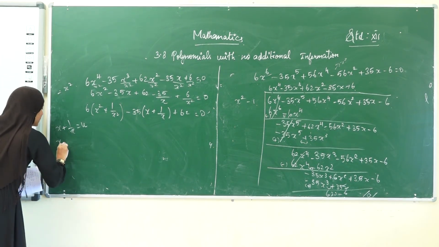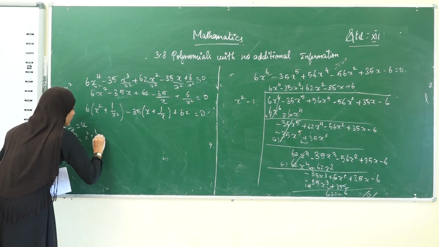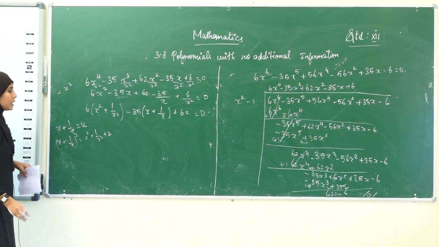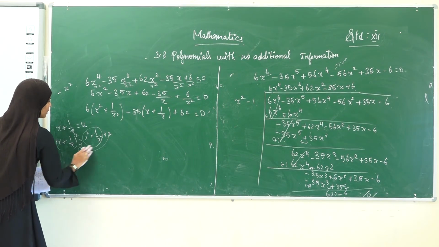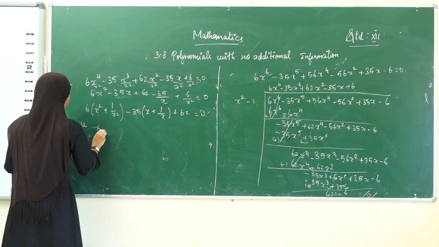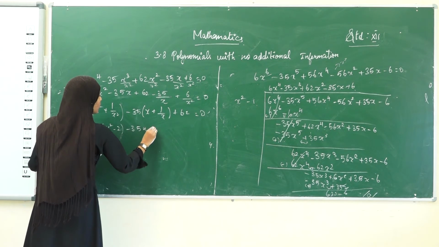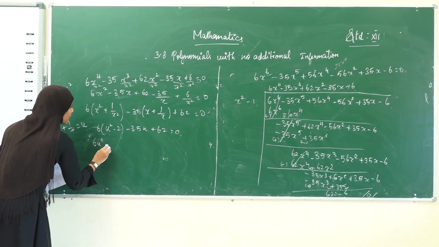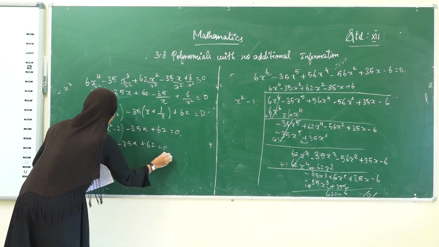When (x plus 1/x) the whole squared, what's the value? x² plus 1/x² plus 2 into x into 1/x. We want this term alone, therefore we take the 2 to this side, and it becomes minus 2. What will be the answer here? 6 into (u² minus 2) minus 35u plus 62 equal to 0. Solve this: 6u² minus 12 minus 35u plus 62 equal to 0.